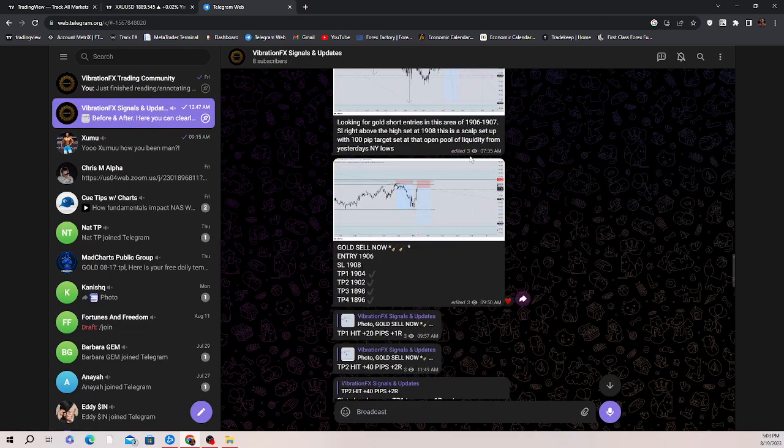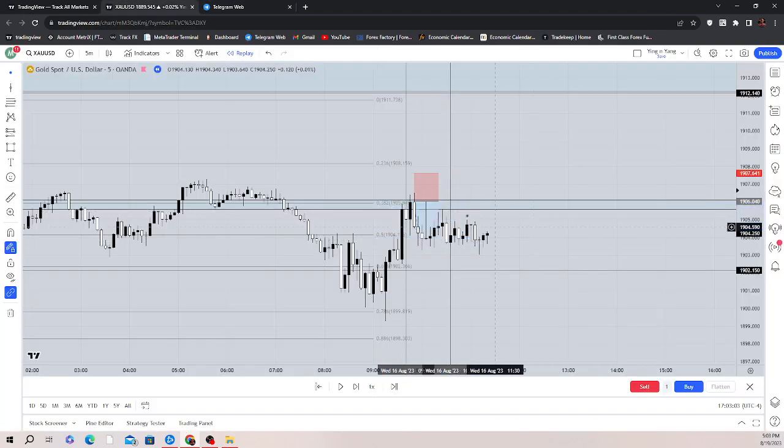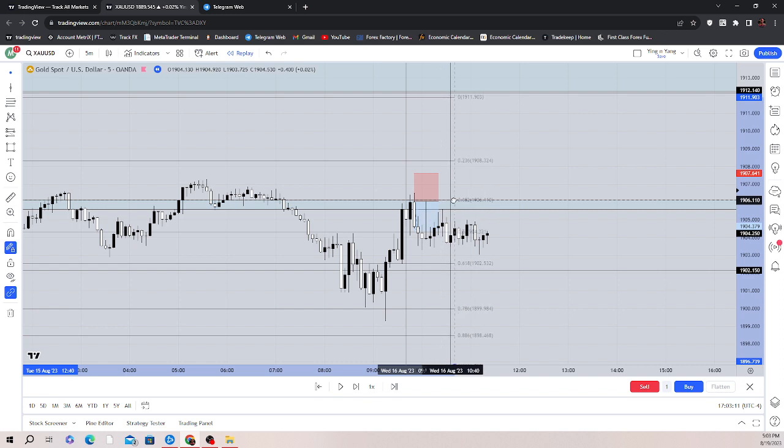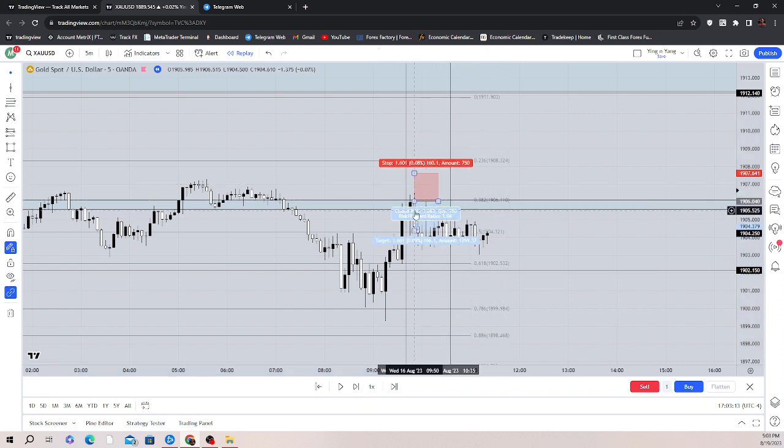Entry 1906, 950 on Wednesday. So that's essentially literally where I entered. You can see the time where my cursor is, 950. I literally entered right here off the contact of this 382 level. And this is my entry for my gold shorts.